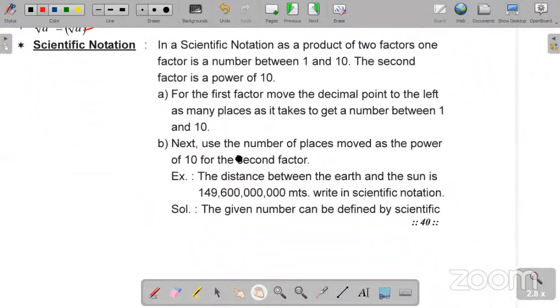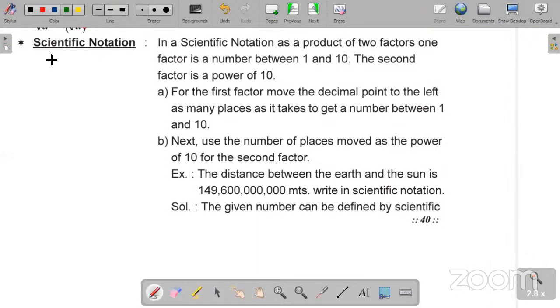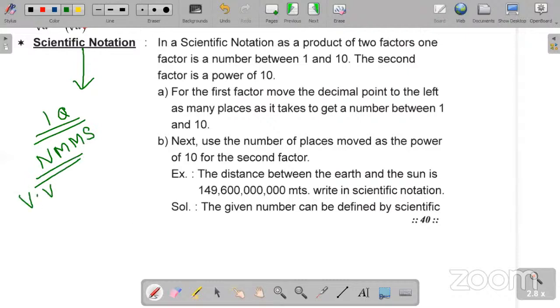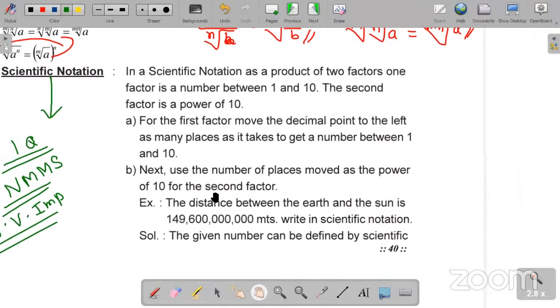This scientific notation is very, very important now. Based on scientific notation, definitely one question will appear in the NMMS examination. Scientific notation is very, very important.